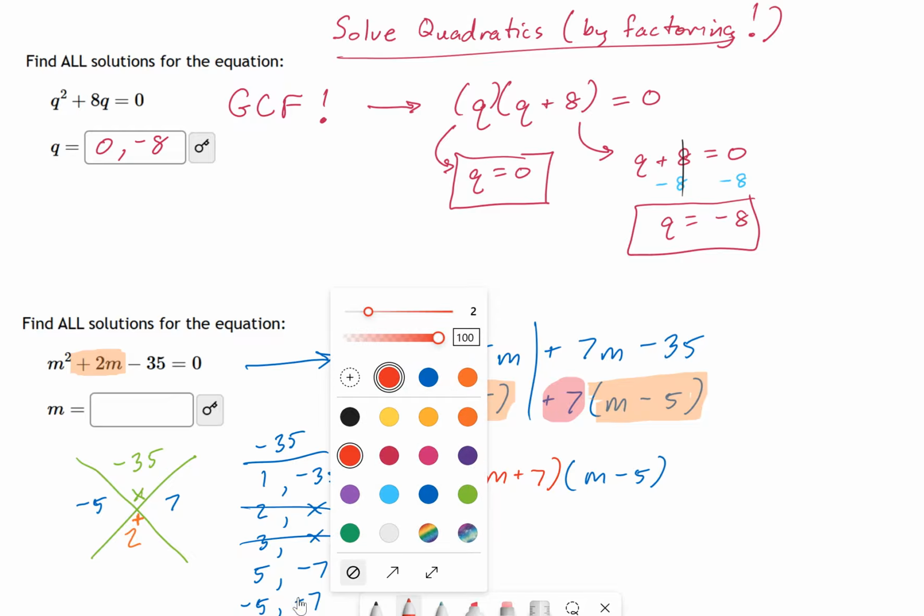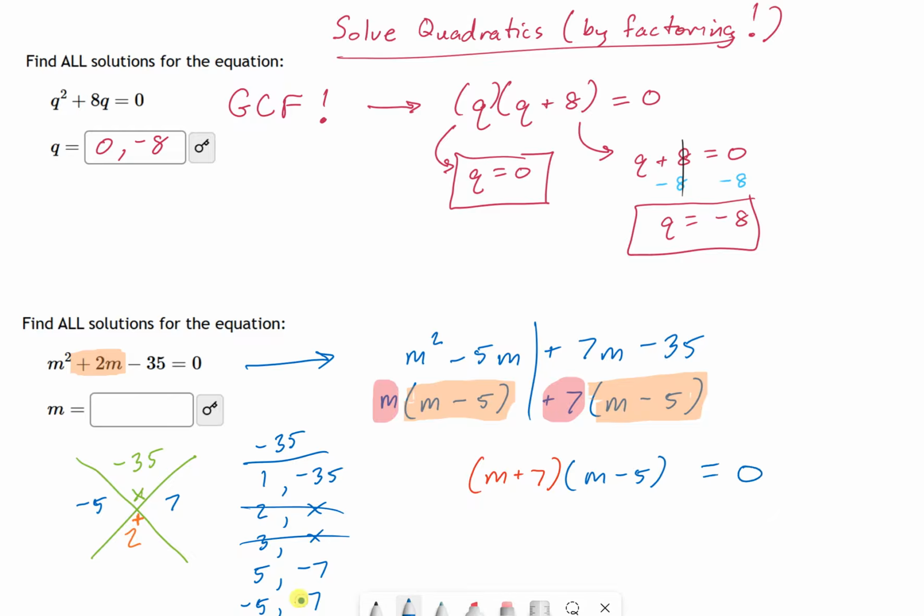Okay, now let's not forget, we still have an equals 0 over here. That was my original equation, equals 0. So we set each of these things equal to 0, and we get m equals negative 7 and m equals positive 5. When we solve them, just like I did earlier, those are going to be my two solutions for this problem. This was a harder example of factoring, but in both cases, I had to find my factored form before I solved it.